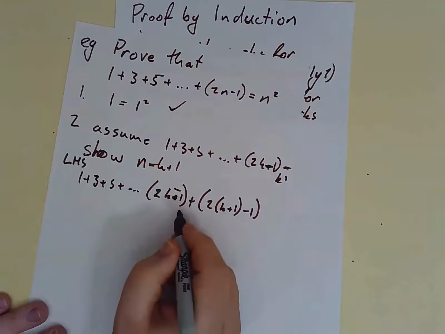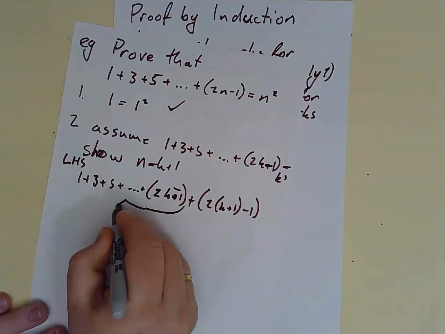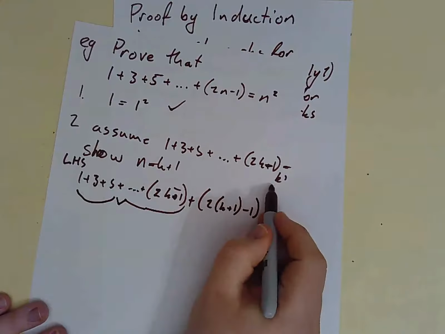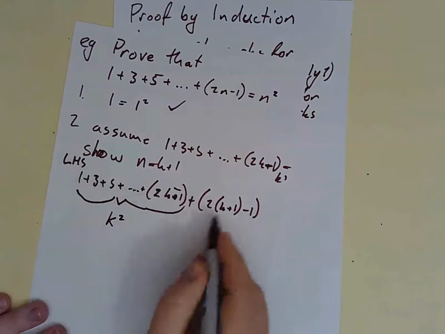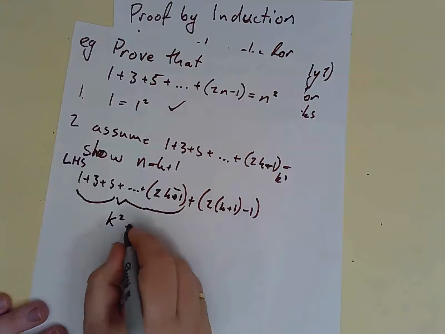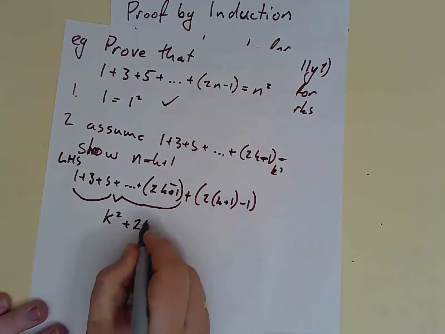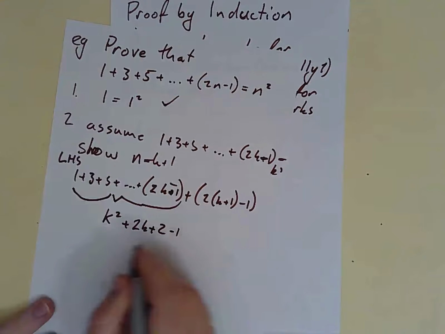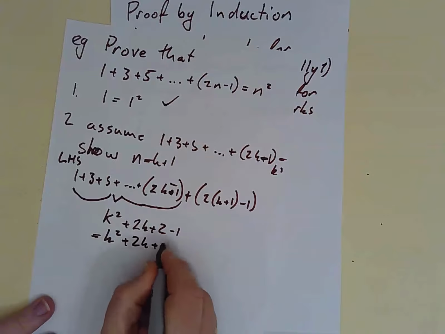So what we do is we're going to say, but wait a minute, all of this stuff here is this thing here, and we said that equal to k squared. So we replace all the stuff up to that point with k squared, and then we've just got this one, and I'll just multiply this out as we go. That's going to be 2k plus 2 minus 1, which is 2k squared plus 2k plus 1.